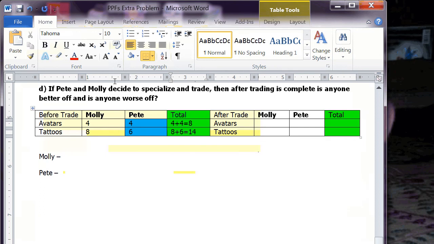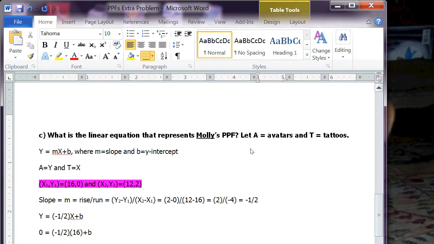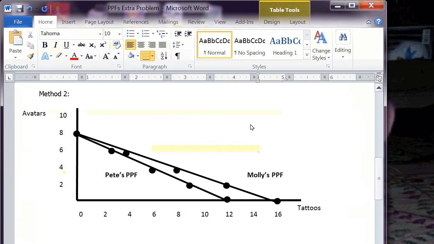Now let's suppose that they decide to specialize in trade. We can assume that they're going to specialize in whatever they have the comparative advantage. We've already decided that Pete has the comparative advantage in avatars and Molly has the comparative advantage in tattoos. We already figured that out earlier. So if Molly has the comparative advantage in tattoos, that means she's not going to make any avatars. She's only going to make tattoos. If she only makes tattoos, then that means she's going to be operating on that horizontal axis and she's going to be making 16 tattoos.